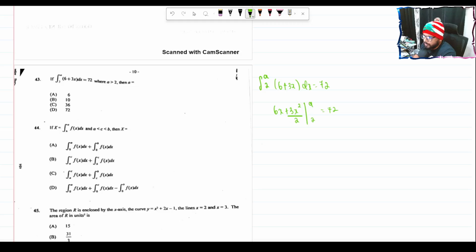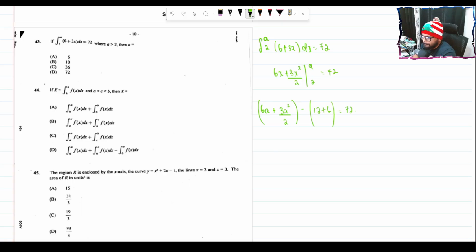Plug in a, I'm going to get 6a plus 3a squared over 2. Take away, plugging in 2, I'll get 6 2s are 12, plus 2 squared is 4, 4 times 3 is 12, 12 divided by 2 is 6. Let me do the magic. I'm going to get 6a plus 3a squared over 2, take away 12 and 6 is 18.